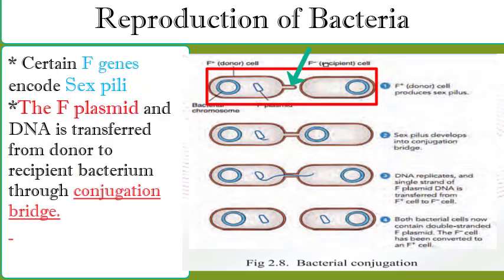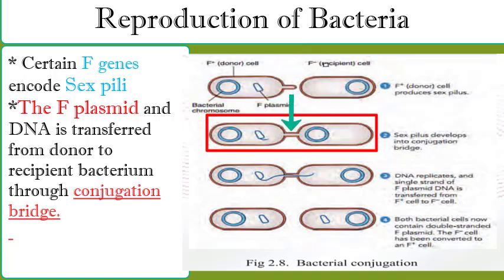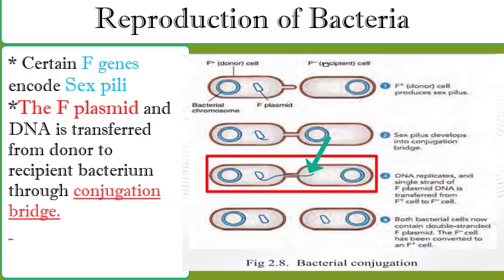Certain F genes encode sex pili, which recognize and bind to the surface of F minus cells to form a cytoplasmic conjugation bridge between two cells. The F plasmid replicates itself and DNA is transferred from donor to recipient bacterium through this conjugation bridge. This may also include other types of genes, including those that determine resistance to antibiotics.